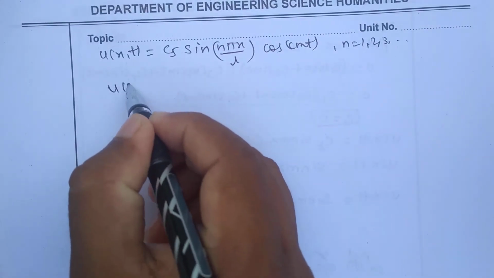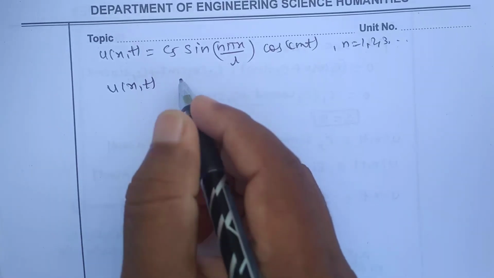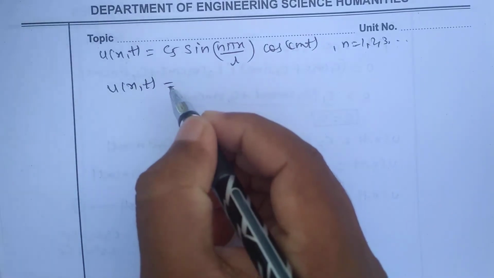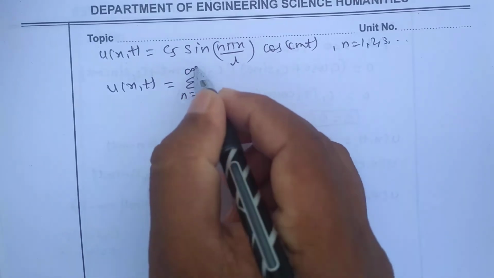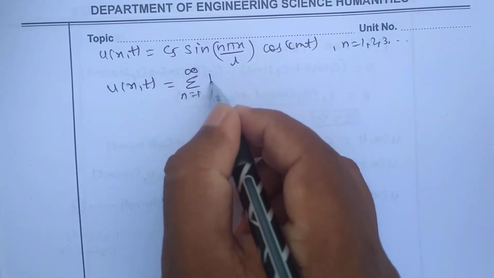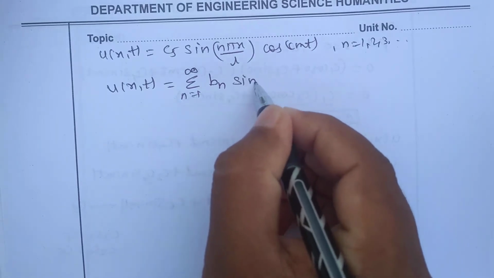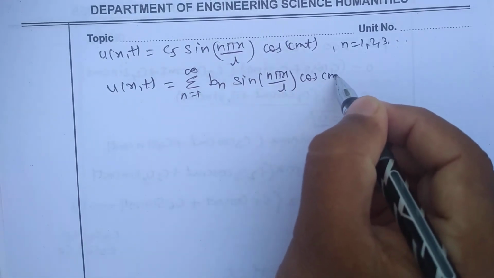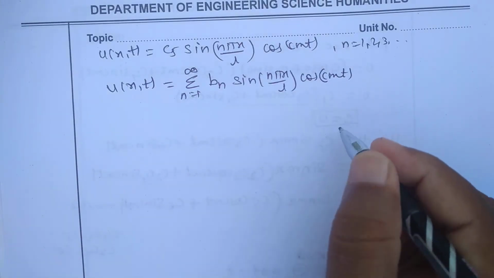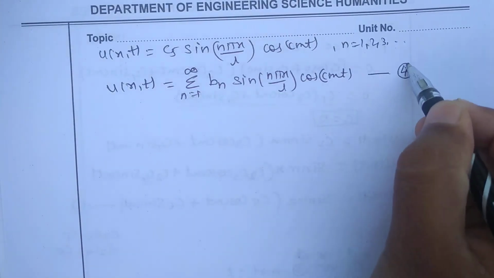So you can write this equation as u of x comma t equals summation n varies from 1 to infinity. Instead of c5, I am using another constant bn into sin n pi x by l cos cmt. Call it equation number 4.